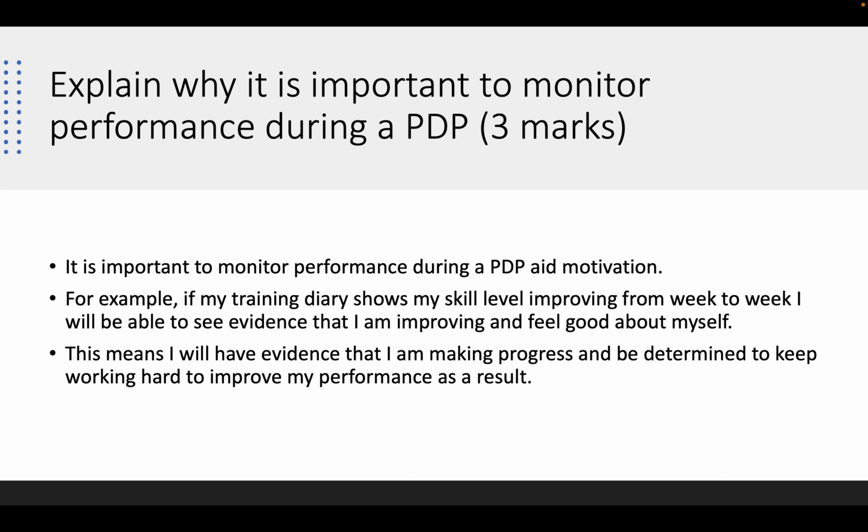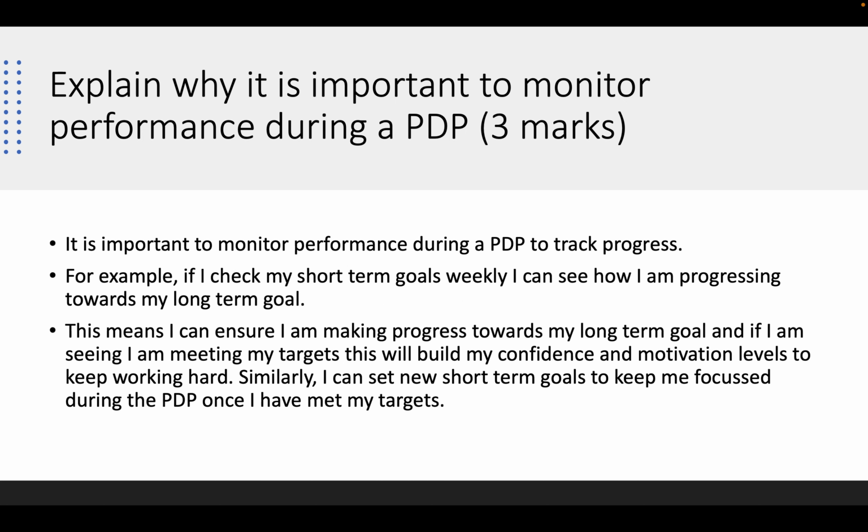Here's the second point. It's important to monitor performance during a PDP to aid motivation. For example, if my training diary shows my skill level improving from week to week, I'm able to see evidence that I'm improving and begin to feel good about myself. This means I will have evidence that I'm making progress and be determined to keep working hard to improve my performance as a result. So we're going to improve our motivation.